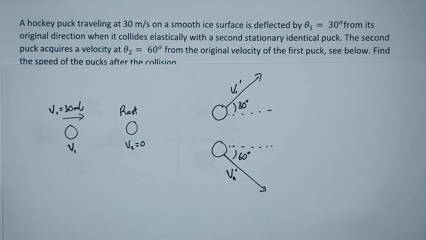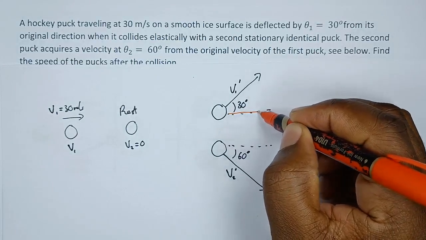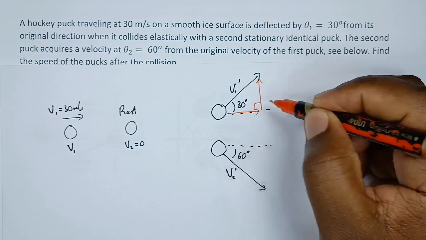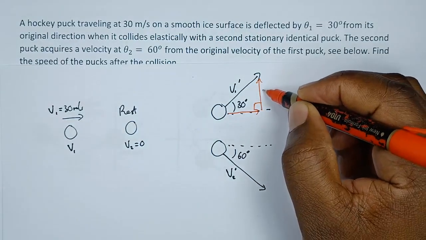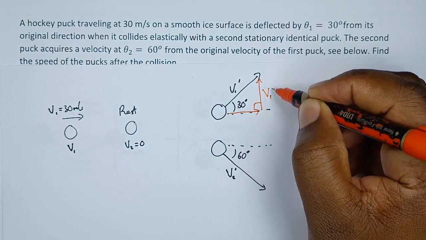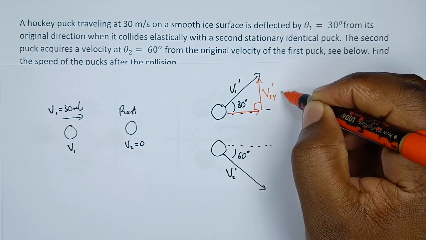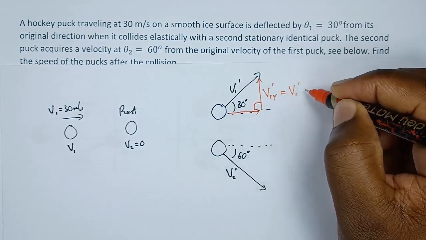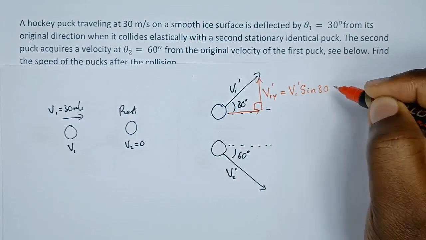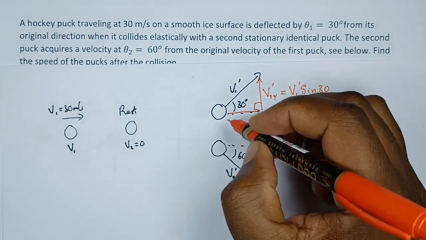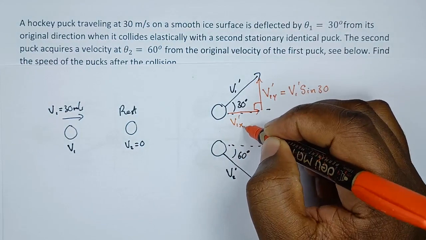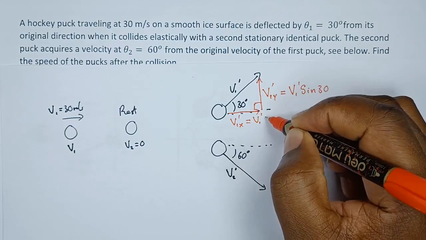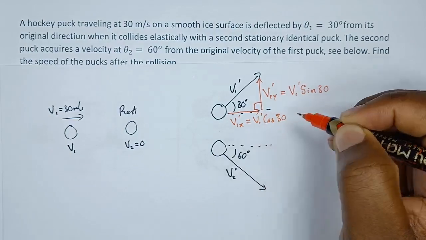Since we're breaking them into components, we're going to have a component here and another component here, so that we form a right angle triangle. Hence, this component here will be v1 prime in the y direction. Since it's the opposite, we're using v1 prime sine 30. This one here is v1 prime in the x direction, and since it's the adjacent, we're using v1 prime cos 30.